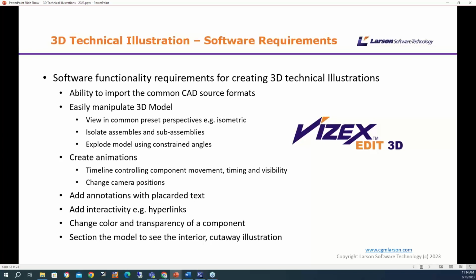And I mentioned placarded text. That's where the text is not really 3D, so that it keeps facing you. We can demonstrate that. Add interactivity and hyperlinks. Change the color and transparency of a component to highlight it in some way. Section the model if we have a cutaway type illustration. So all these things are relevant to technical illustration, and we can still do these in the 3D world.